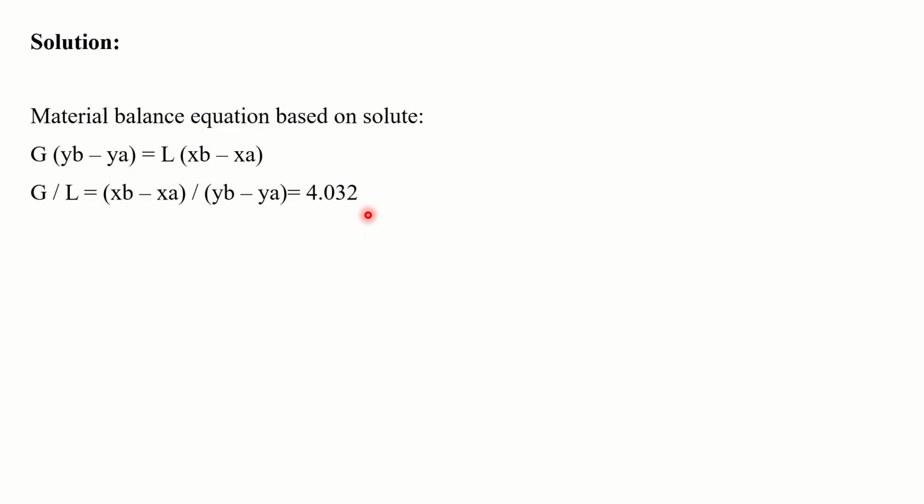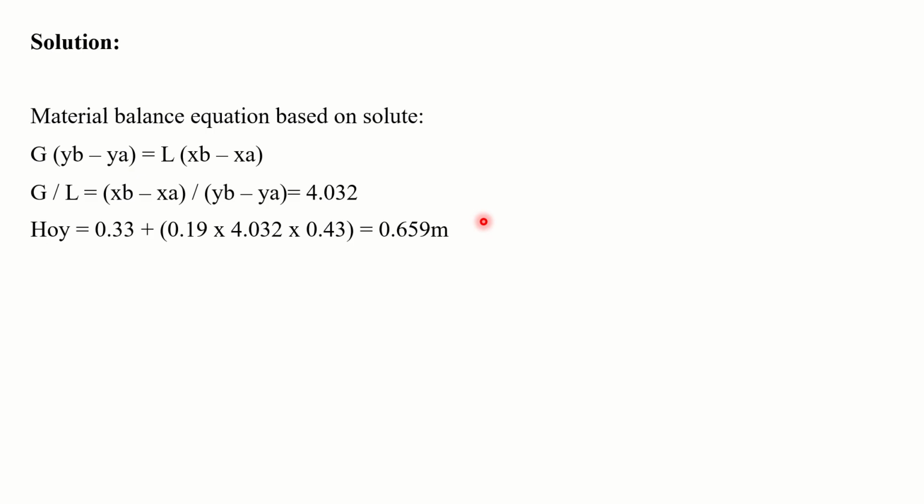The next step, you can substitute this value in the formula of HTU in order to get the value of HTU. So HY plus M into G by L, that is 4.032 into HX. So the height of a single transfer unit is coming around 0.659 meter.